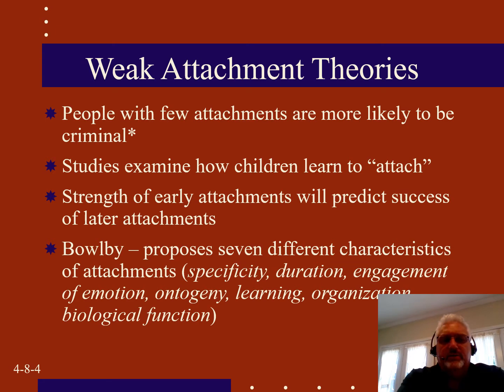So Bowlby is the name of the guy who came up with this idea, and he has seven different characteristics, and they're in your textbook. You can take a glance at them. He talks about specificity, duration, engagement of emotion, ontogeny, learning, and organization of biological function. I'm not going to go into a lot of detail on this theory because we're going to come back. I'm more interested in the way that it informs the sociological theories we're going to talk about. But I still think weak attachment is a really good idea.